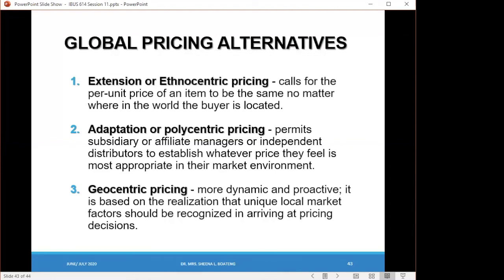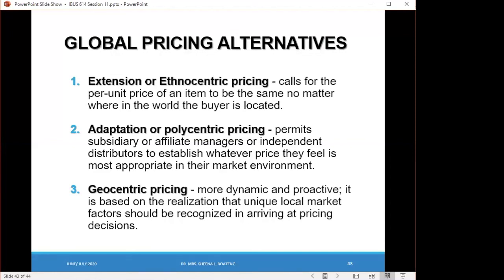The first one is extension or ethnocentric pricing. And this one calls for the per unit price of an item to be the same no matter where in the world the buyer is located. So if we are in Ghana, selling the same thing we are selling in the US, if it is 50 cedis in Ghana, it should be the equivalent of 50 cedis in American currency, the equivalent of 50 cedis in Nigerian currency, and so on and so forth. And that is what we refer to when we talk about ethnocentric pricing.